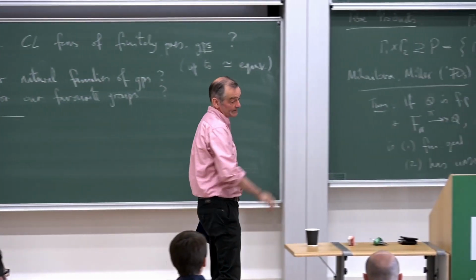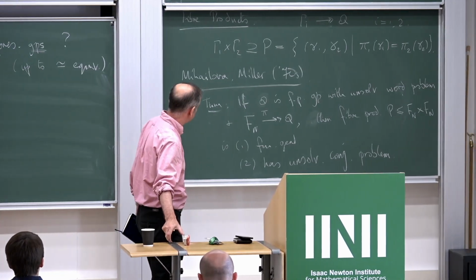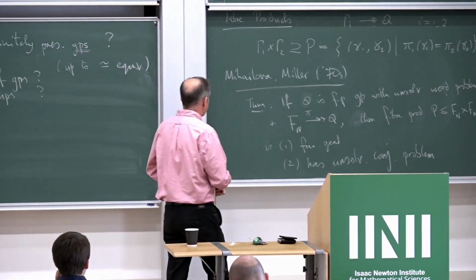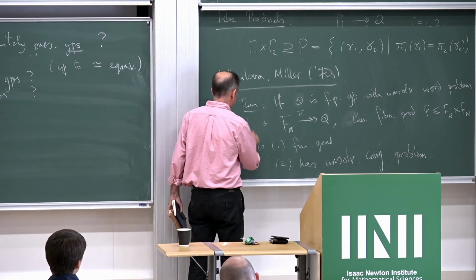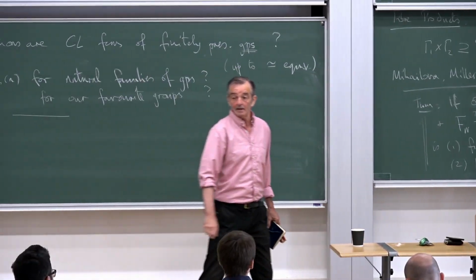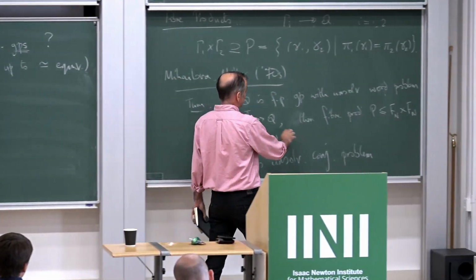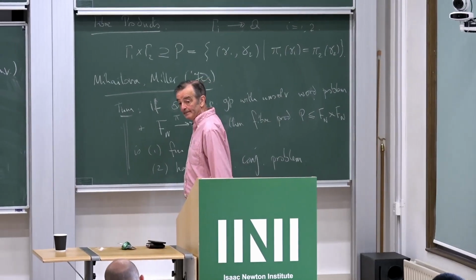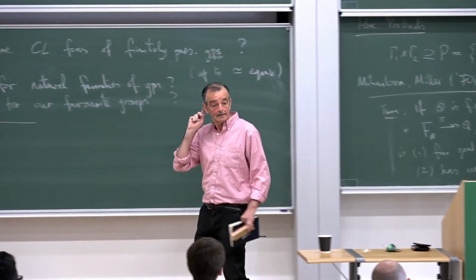And in the context of looking at conjugator length functions, you might wonder, will I be able to get all sorts of conjugator length functions by doing fiber product constructions and knowing the complexity of the word problem in this quotient Q? Okay.